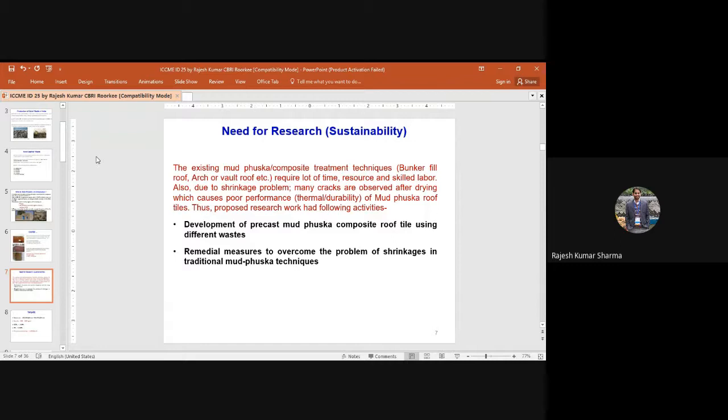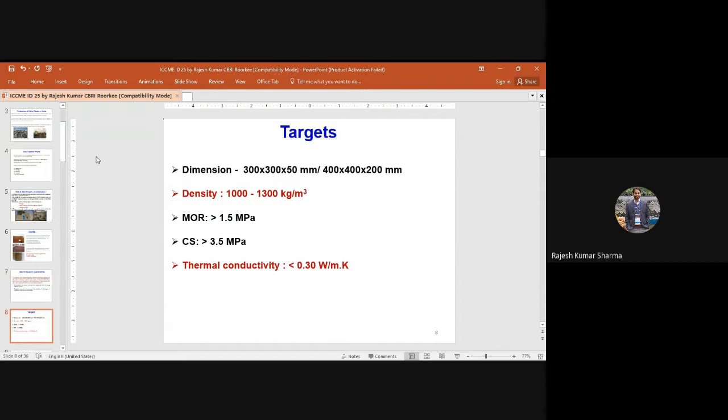So we have developed precast mud fuska composite roof tiles and precast mud composite for walls also. And we have incorporated remedial measures to overcome the problem of shrinkage in traditional mud fuska techniques. The target specification to develop mud fuska composites was, for tile, a dimension of 1 feet by 1 feet by 50 mm. For wall masonry block, 400 by 400 by 200 mm.